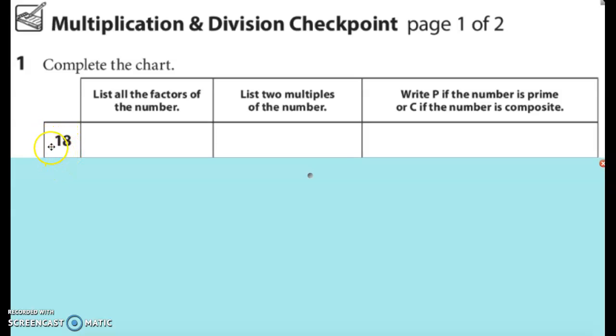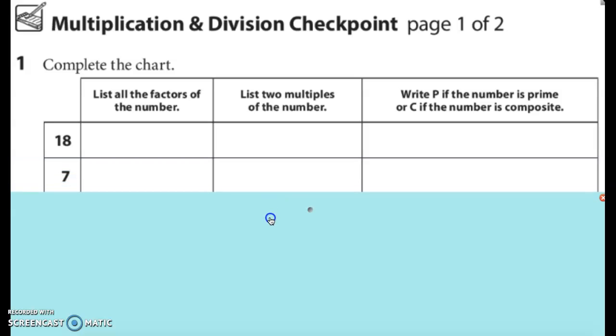So for the number 18, the first thing we will do is list all the factors of the number. All the factors of the number 18 should be written in this box. Next, you'll list two multiples of the number. So two multiples of the number 18 will be written in this box. Finally, you're directed to write P if the number is prime or C if the number is composite. You'll write P if 18 is prime or C if 18 is composite in this box.